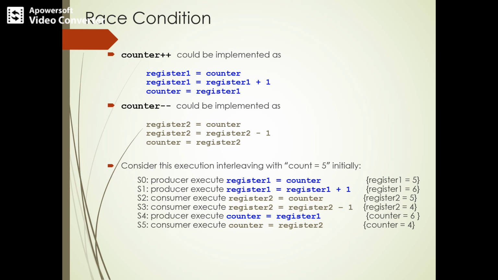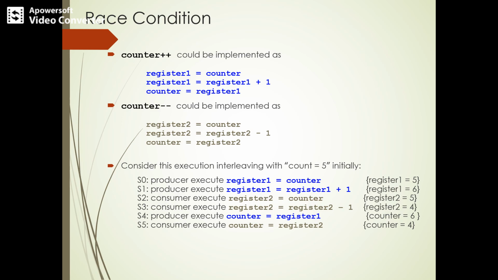Next, register 2 is having the counter value. What will be the value of register 2? It is again 5, because the counter has 5. Now in the S3 statement the consumer executes register 2 = register 2 - 1. So what will be the value? Register 2 will be 5 minus 1, that is 4, correct?